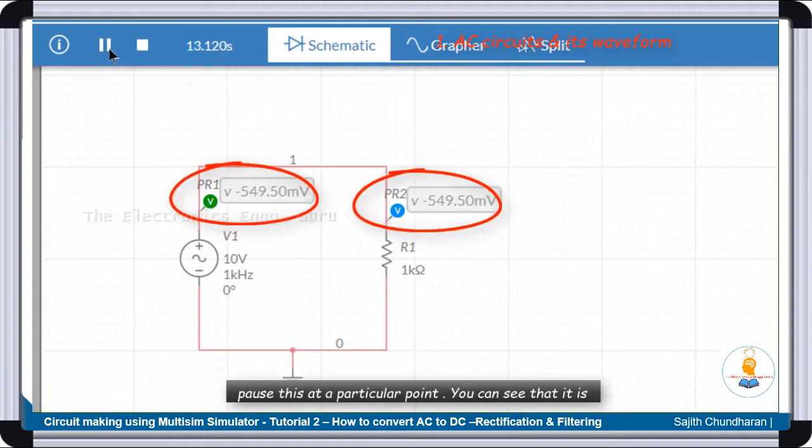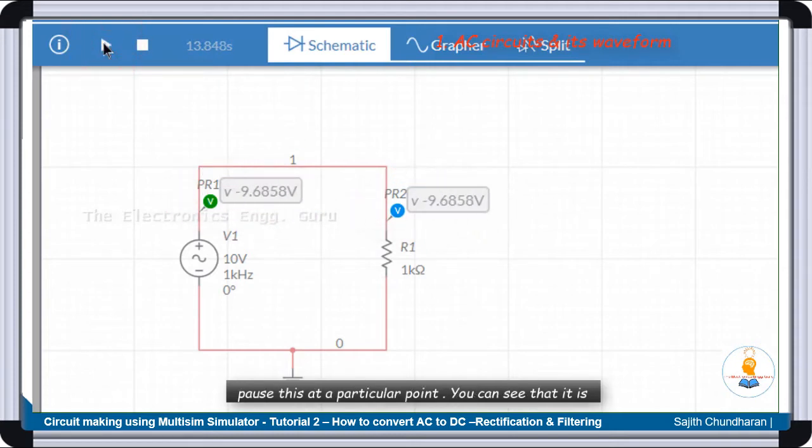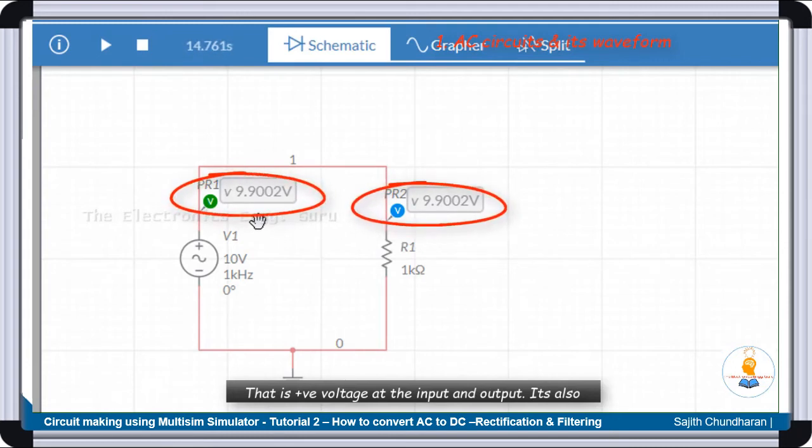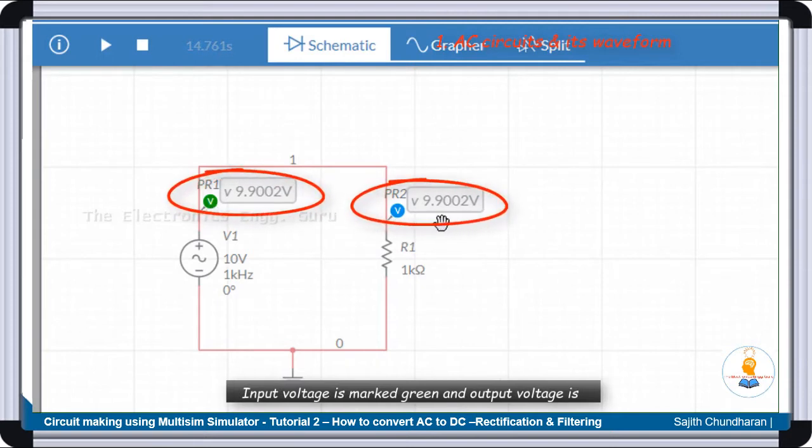Let us pause this at a particular point. You can see that that is negative. Now let us pause it at a positive value. Yes, there you are. So that is positive voltage at the input and output. It is also very clear that the input voltage is the same as the output voltage. Input voltage is marked green and output voltage is marked blue.